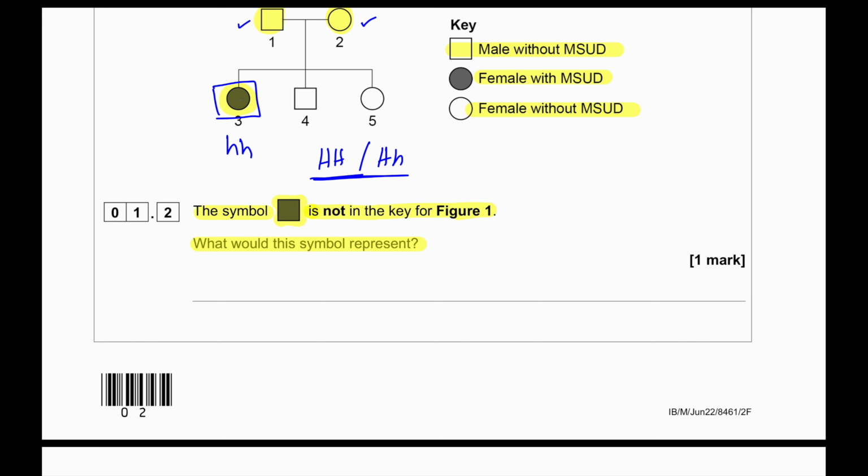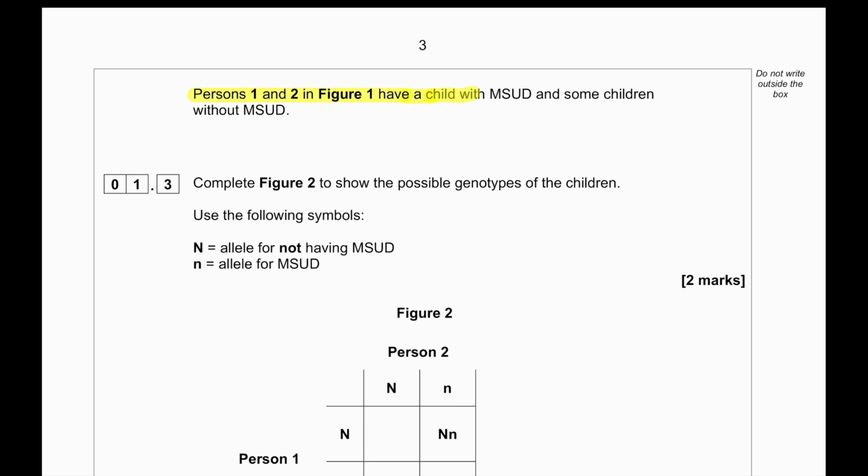The symbol box with black is not in the key for figure 1. What would this symbol represent? Since a box represents a male, we would say this would be a male with MSUD. Person 1 and 2 in figure 1 have a child with MSUD and some children without MSUD. Complete figure 2 to show the possible genotypes of the children.